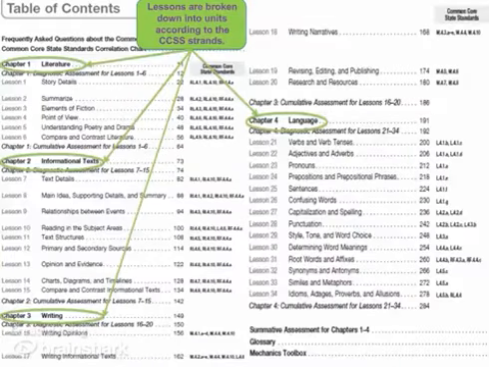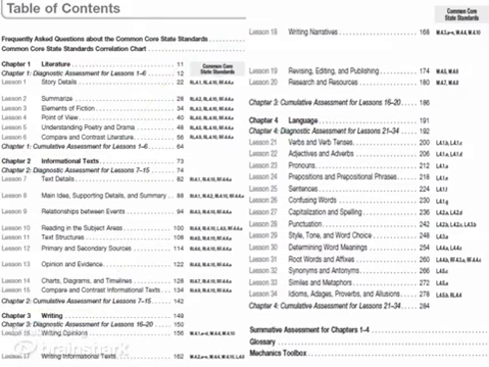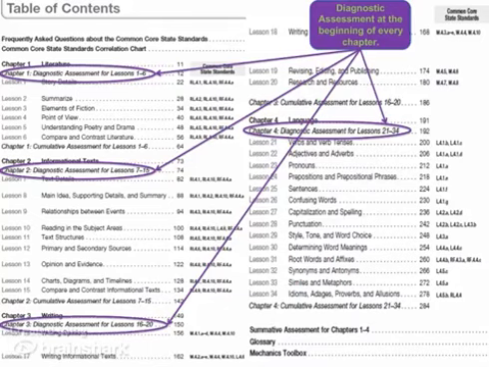Looking at the table of contents, you'll notice that the lessons are grouped into units according to the strands of the Common Core state standards. As mentioned earlier, each chapter includes a diagnostic and a cumulative assessment. The diagnostic assessment has multiple choice and open-ended questions, and the answer keys for these assessments are correlated to the corresponding Common Core state standards. Student performance on this assessment will identify individual strengths and weaknesses.